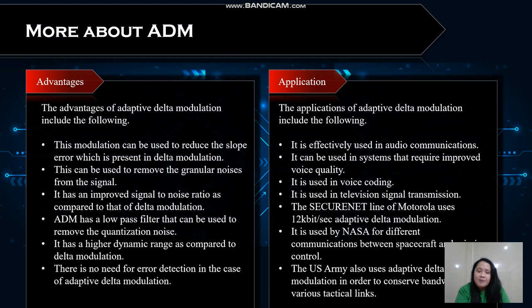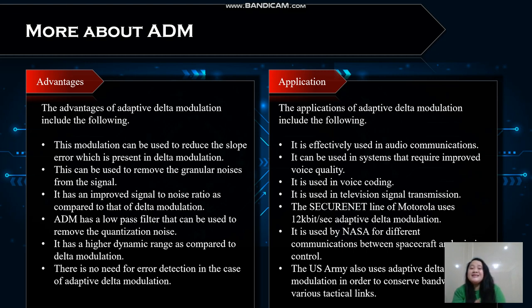It has an improved signal to noise ratio as compared to that of delta modulation. ADM has a low pass filter that can be used to remove the quantization noise. It has a higher dynamic range as compared to delta modulation. There is no need for error detection in the case of adaptive delta modulation.